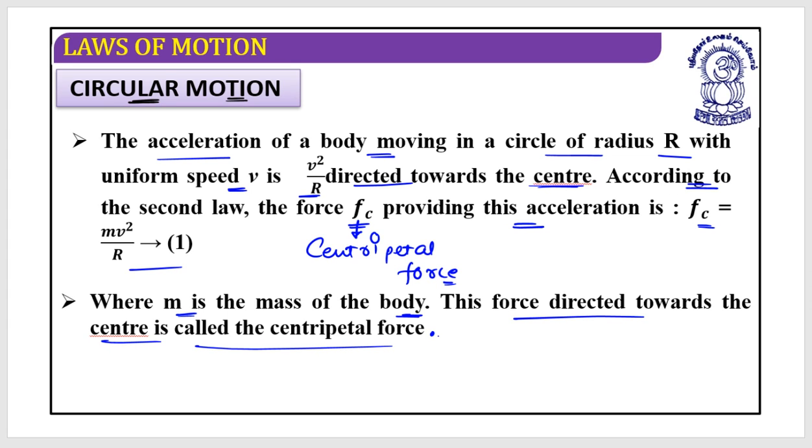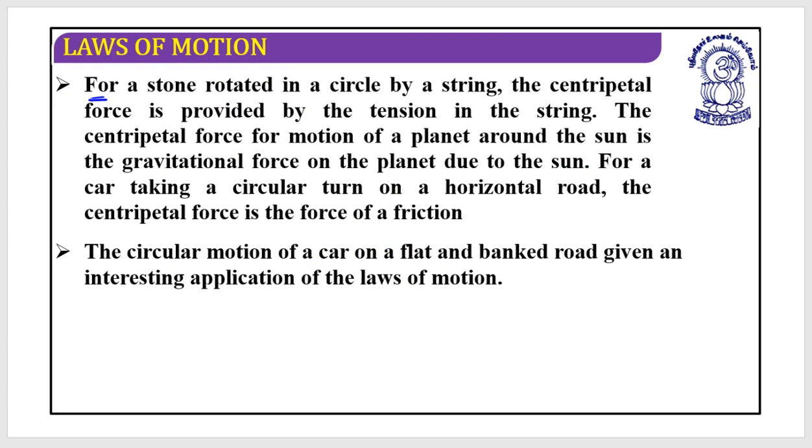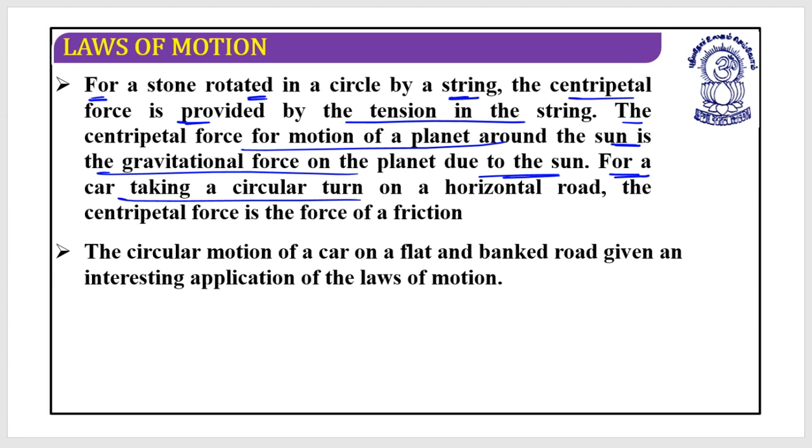Now let's understand that for a stone rotated in a circle by a string, the centripetal force is provided by the tension in the string. The centripetal force for the motion of a planet around the sun is the gravitational force on the planet due to the sun, and for a car taking a circular turn on a horizontal road, the centripetal force is the force of friction. Different agencies provide the centripetal force. Who will provide the centripetal force can be answered if we know the situation, and it differs from situation to situation.